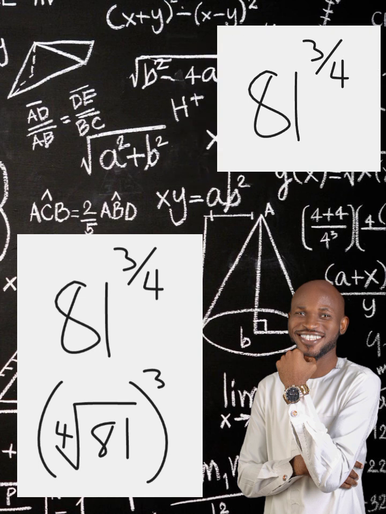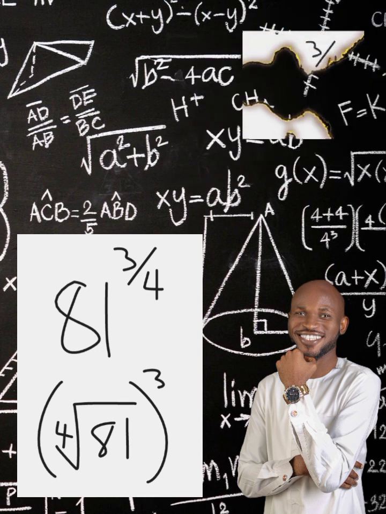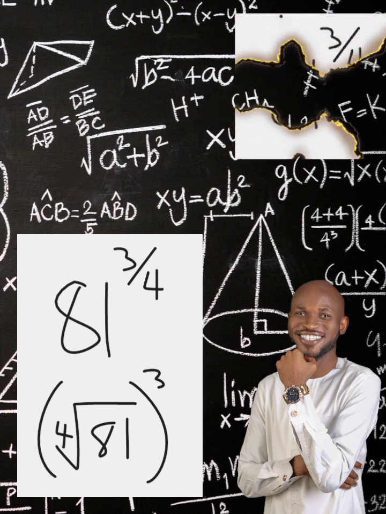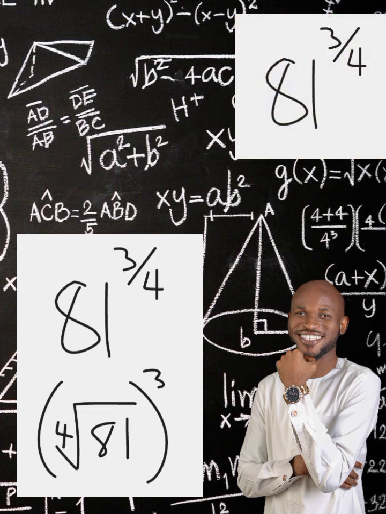So to break 81 raised to 3 over 4 down, we're going to equate that to the fourth root of 81 raised to the power of 3. I repeat, the fourth root of 81 raised to the power of 3.